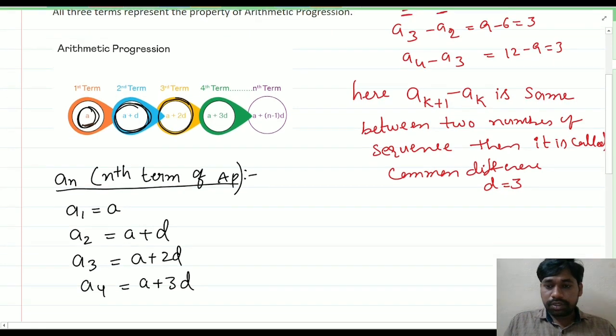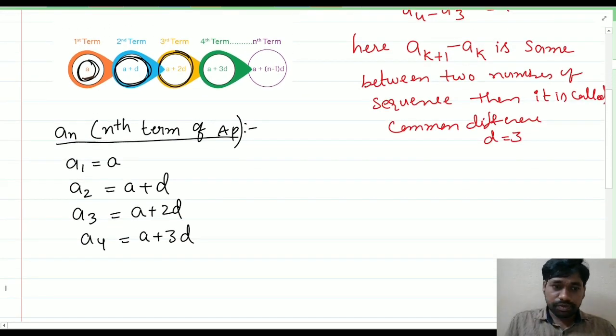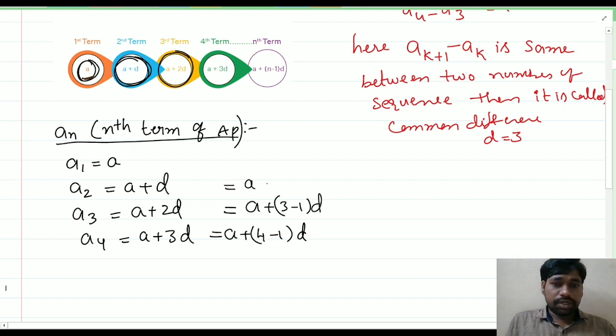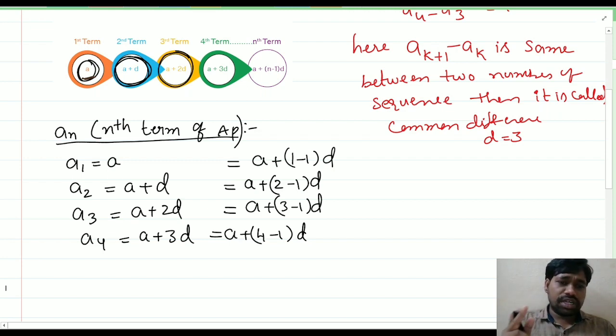From this pattern I will explain what the nth term is. Listen carefully. How did we get the fourth term as A plus 3D? It is A plus (fourth term minus 1) into the difference, which is 3D. Do you understand what I am saying? Similarly, the third term is A plus (3 minus 1) into D. The second term is A plus (2 minus 1) into D. The first term is A plus (1 minus 1) into D. If I say the 10th term, then it is A plus (10 minus 1) into D.